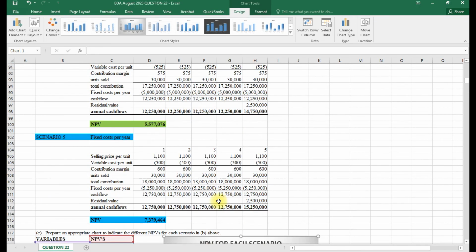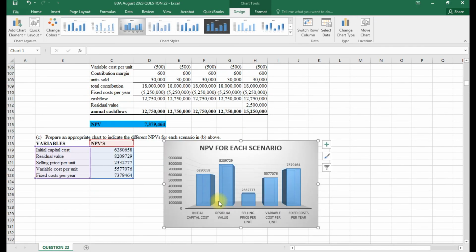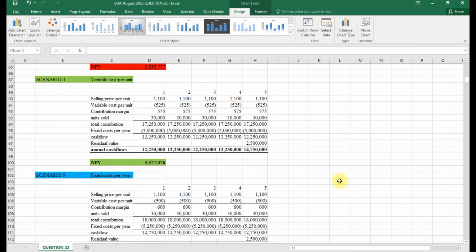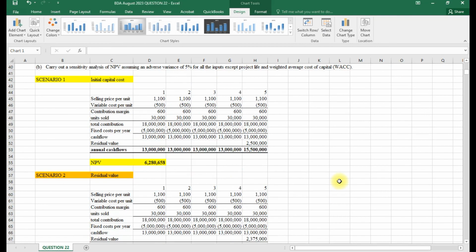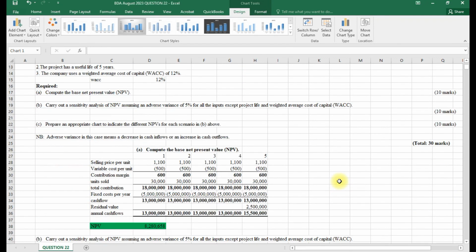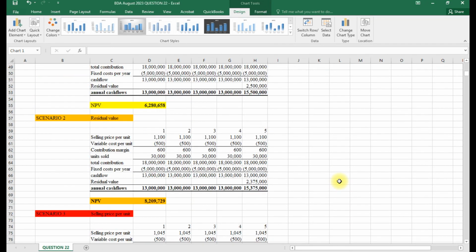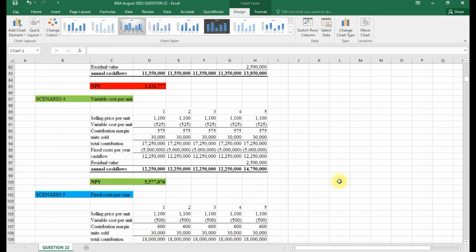Now you can see it's a question that you could have done within less than 30 minutes. It was supposed to be done and completed within that particular time, because it was not that hard. So the base case and the different NPV and the different scenarios.